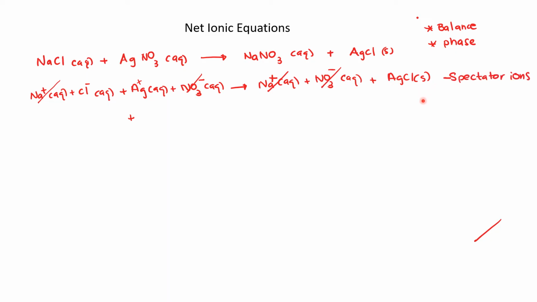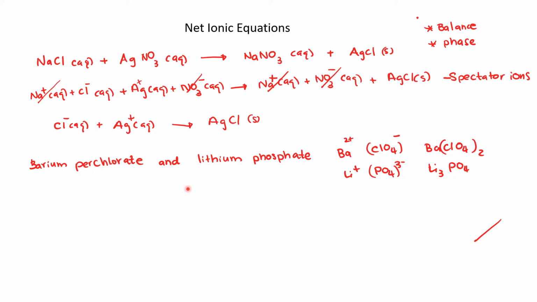The next step is to take out the spectator ions. Spectator ions are the ions that exist on both sides. So we take off sodium and nitrate. Now we are going to write the net ionic equation. So we have chloride and silver on the reactant side, and we are going to have silver chloride on the product side. This is the actual reaction that is happening in this reaction.